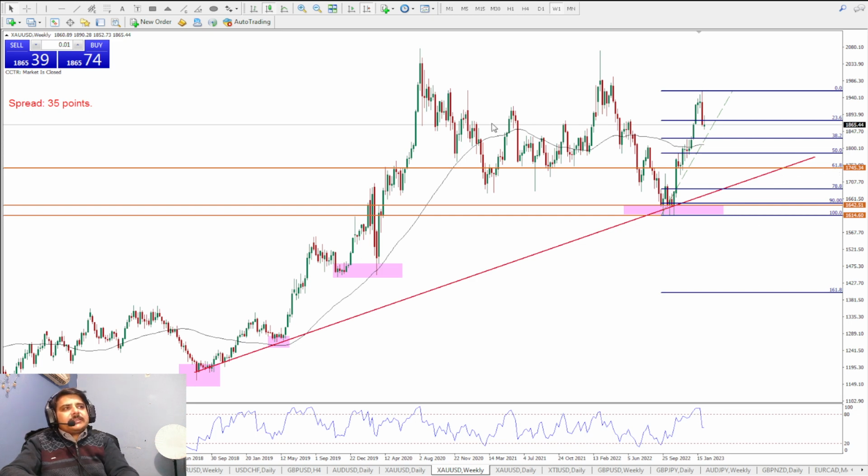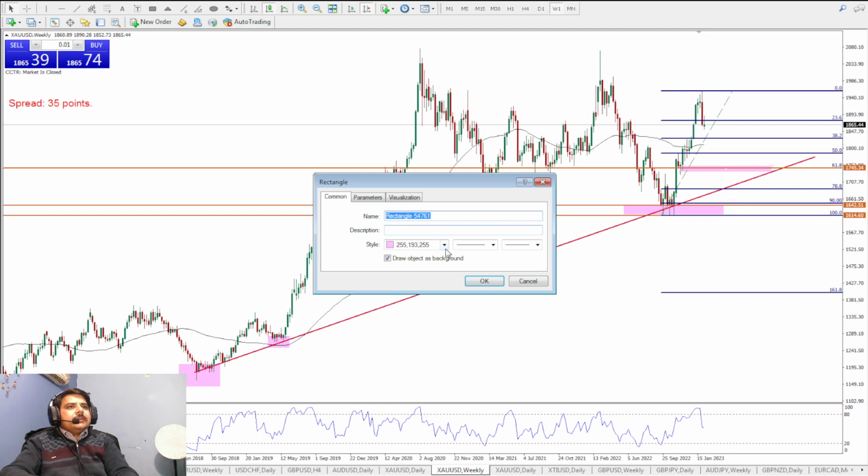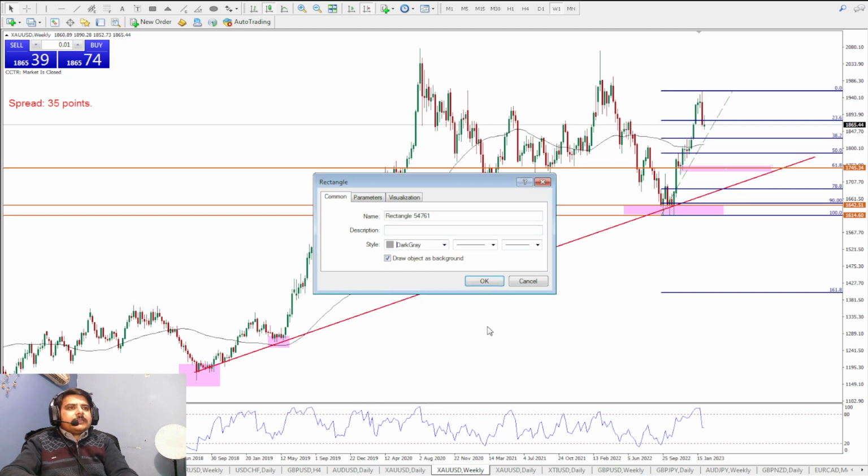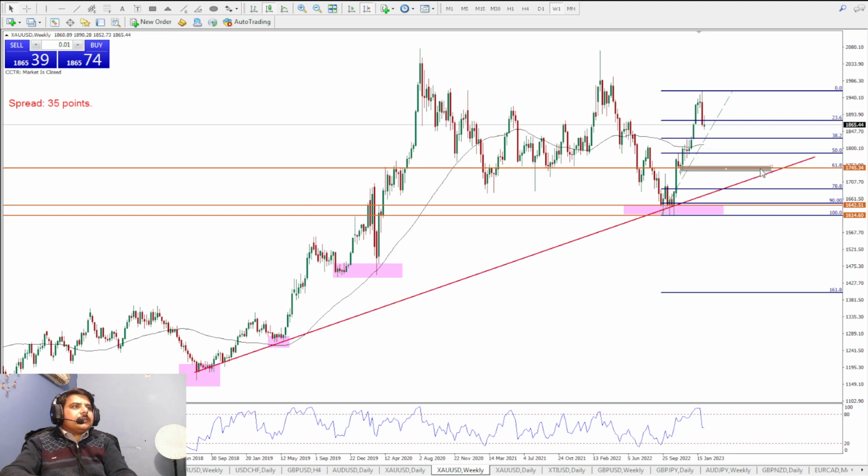So Fibonacci 61.8, and I will be highlighting it. 1745. Let's again choose a neutral color. Nice. So here, 1745, remember this zone. I may take some buy trades later when the price will be here, but let's see how much time it takes.